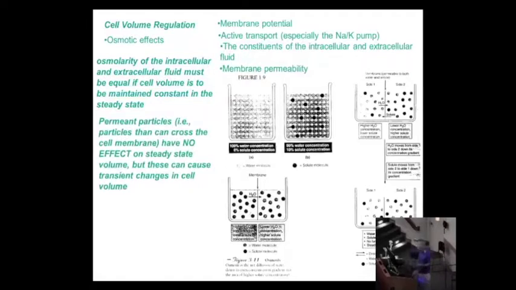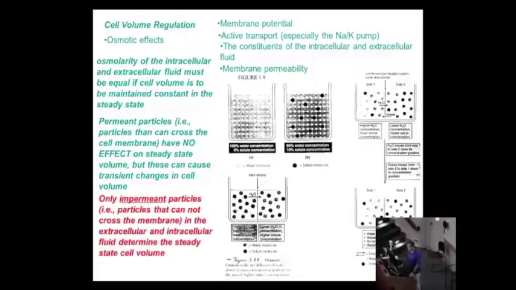Bear in mind that permeant molecules have no effect on cell volume. And if I get a chance, I'm going to take you through a sample and show you why that is. If it crosses the membrane freely, it is not going to have an effect on the cell volume, because eventually the concentration of that molecule is going to be the same on both sides of the membrane, and you won't be moving any water. It is the impermeant molecules that you have to pay attention to, because those don't diffuse across the membrane, so water diffuses instead.